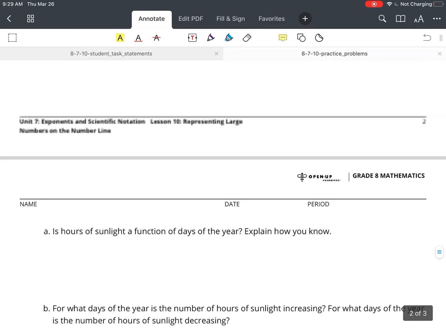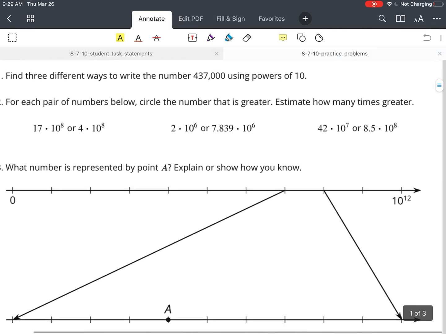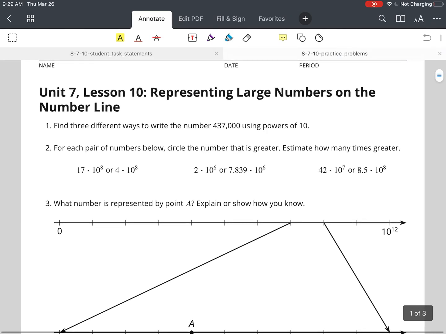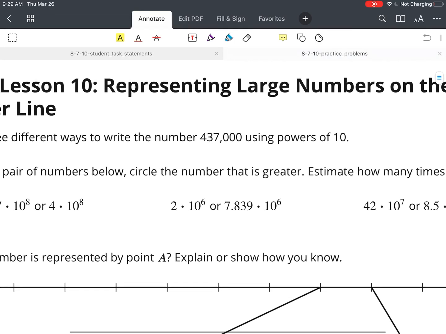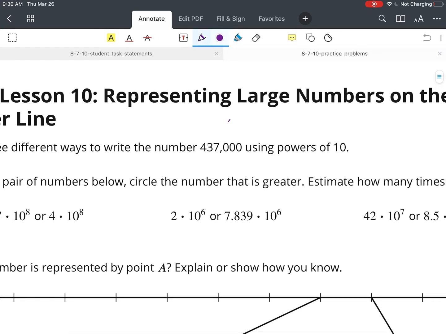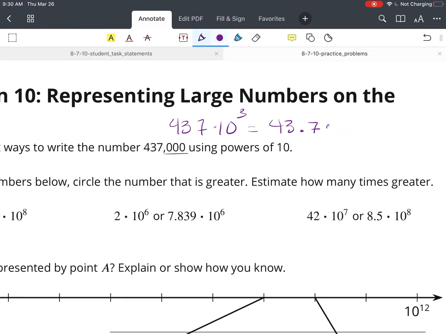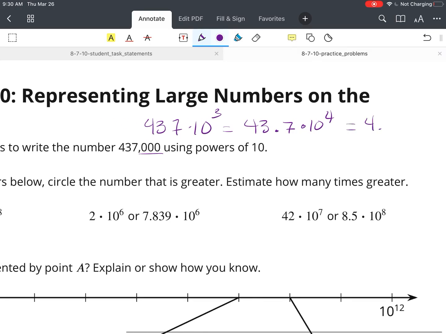So let's look at the practice problems. There's not that many. We good. So find 3 different ways to write the number 437 using powers of 10. So the easiest one, in my opinion, would be 437 times 10 to the 3 zeros. And if you move the decimal once to the left, it increases the exponent. So doing this again, 4.37 times 10 to the 5th.